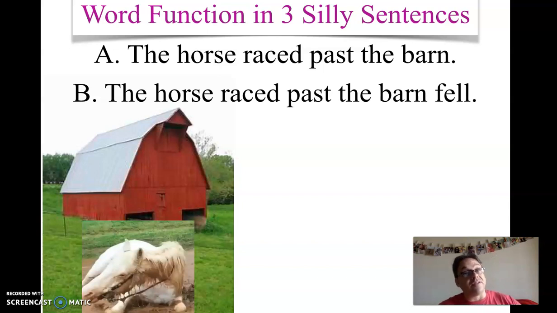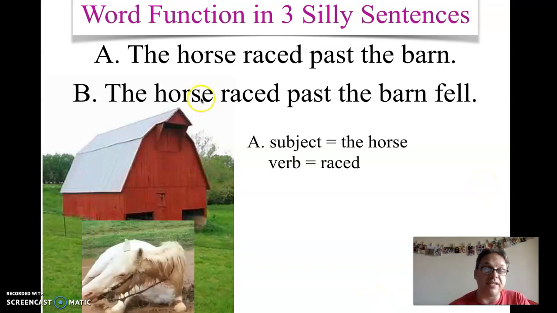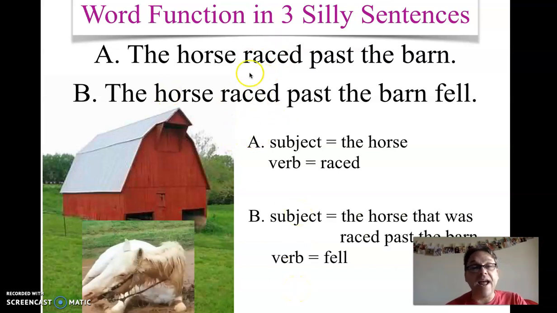The horse raced past the barn, fell. What's happening here? We still have the entire sentence from A, but now we have the past tense of fall. Well, in A, the subject is the horse. We talked about that. It is what is doing this verb, and the verb is raced. But we still have that in B. The only difference is it is now part of the subject. The entire subject is the horse raced past the barn.